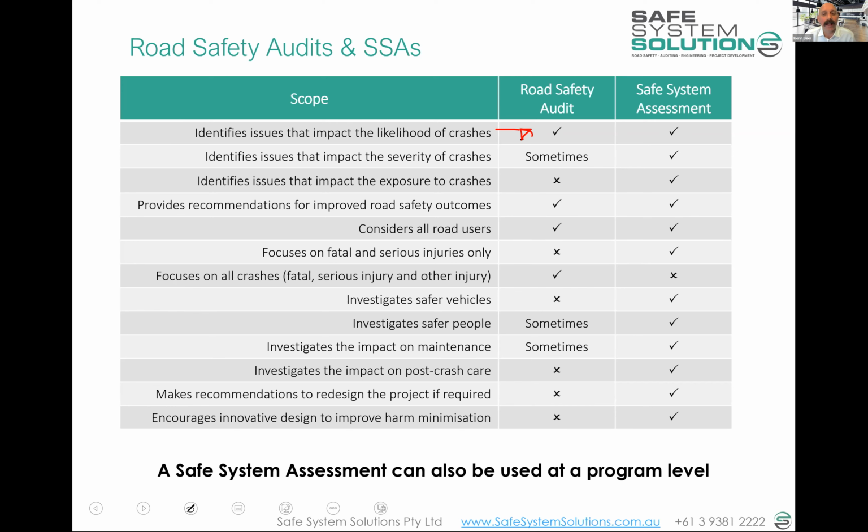Everything that they're doing is around sight lines to the signals, mast arms, line marking, all of that sort of stuff. Absolutely vital, and it must be done. But nothing about when the red light is run, when mistakes happen. Exposure to crashes, really, the audits aren't doing that in that distinct way that a safe system assessment does. It's sort of packed into likelihood.